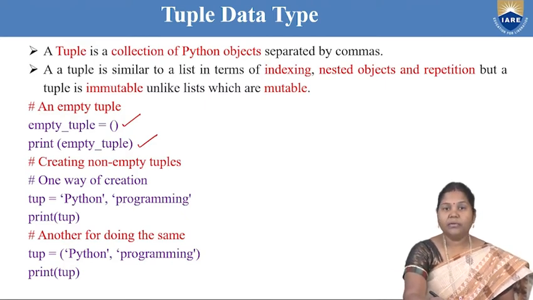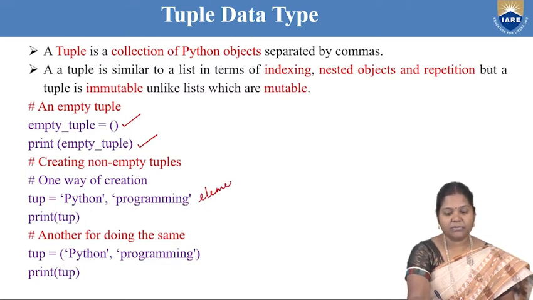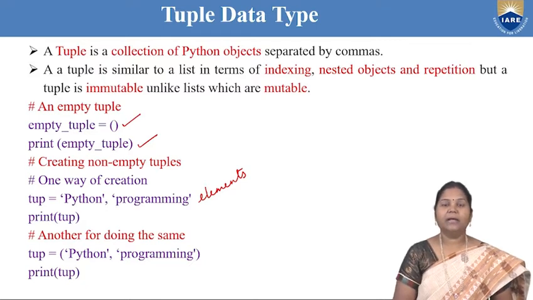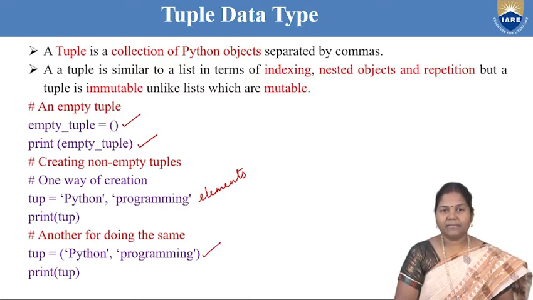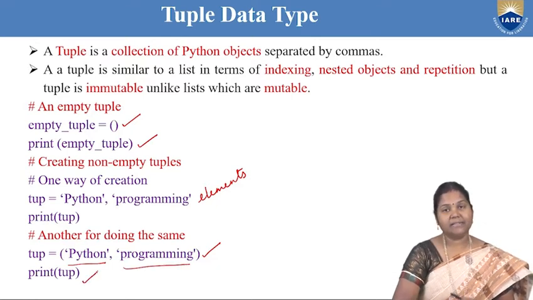Now, if you want to create non-empty tuples, there are two ways. One is tuple1 equal to Python comma programming. You write comma separated elements, and if you print it, it will be treated as a tuple. Similarly, the elements of a tuple can be enclosed within parentheses. This is the normal way, where within the parentheses you write the first element, the second element, and so on, and this will be treated as a tuple. So, there are two ways of tuple creation.